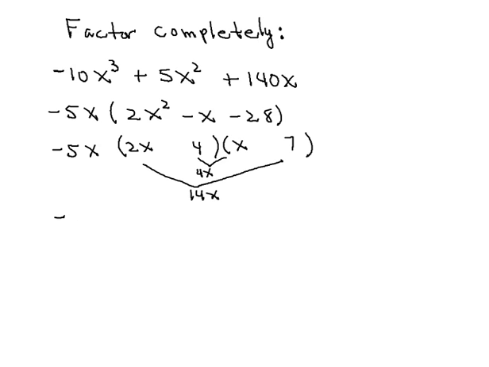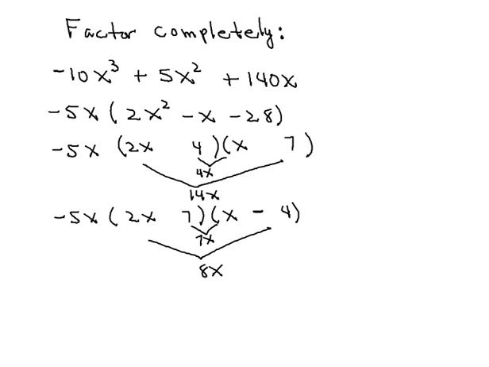So let's write next then, negative 5x times the quantity 2x, and let's put the 7 here now, and the 4 here. Now let's next look at the outer product. The outer product in this case will be 8x, and the inner product will be 7x. So I think you can see if the 8x were negative and the 7x positive, then the sum of those two would produce a middle term of negative 1x. So to make the 8x negative, what we need to do is put a minus here. To make the 7x positive, we need a plus here.